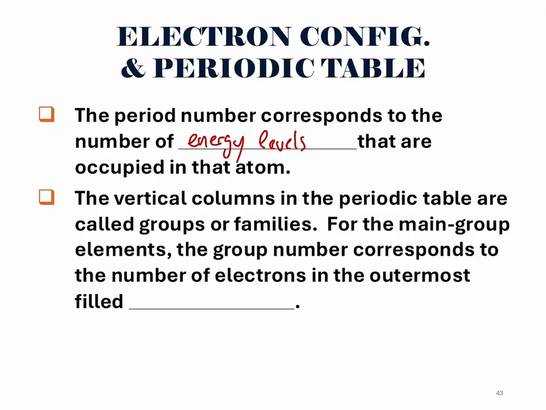Every time we go down a period, we went from n equals 1 to n equals 2. That means the highest principal quantum number here is 2. This is going to be 3, 4, 5, 6, and then 7. So each period represents the number of principal energy levels within that atom. And then each block, as we go across the groups, represents the sublevel that exists in.